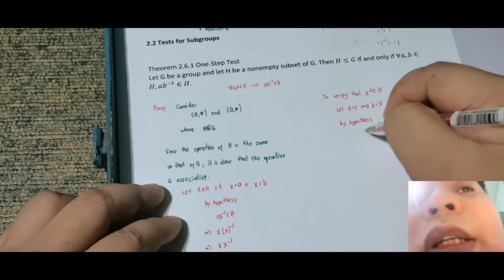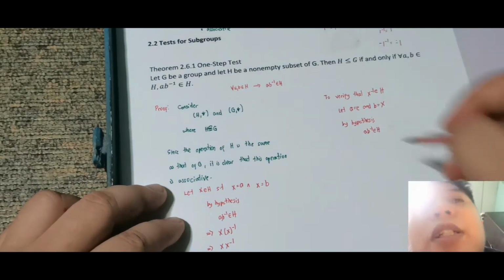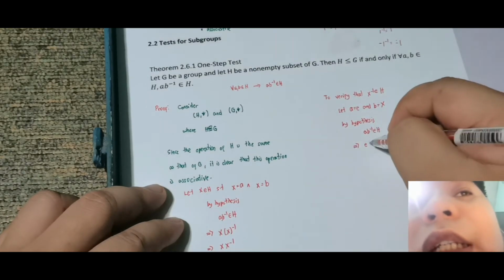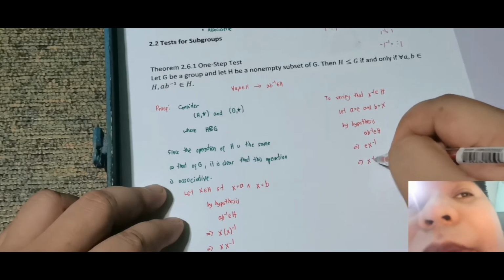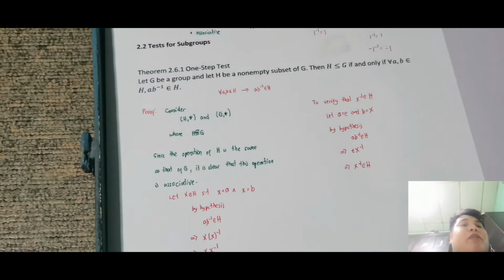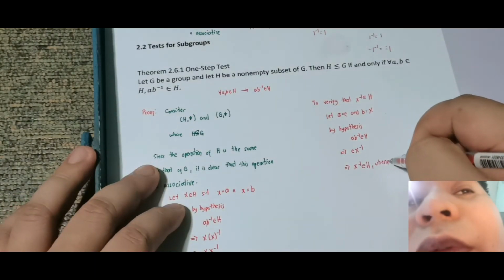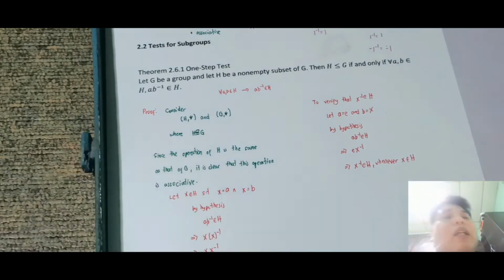we have a b inverse is an element of H, which implies, replacing a with e and b with x, that x inverse is an element of H. So meaning, the inverse is an element of H whenever x is in H. So meaning, our inverse element exists.